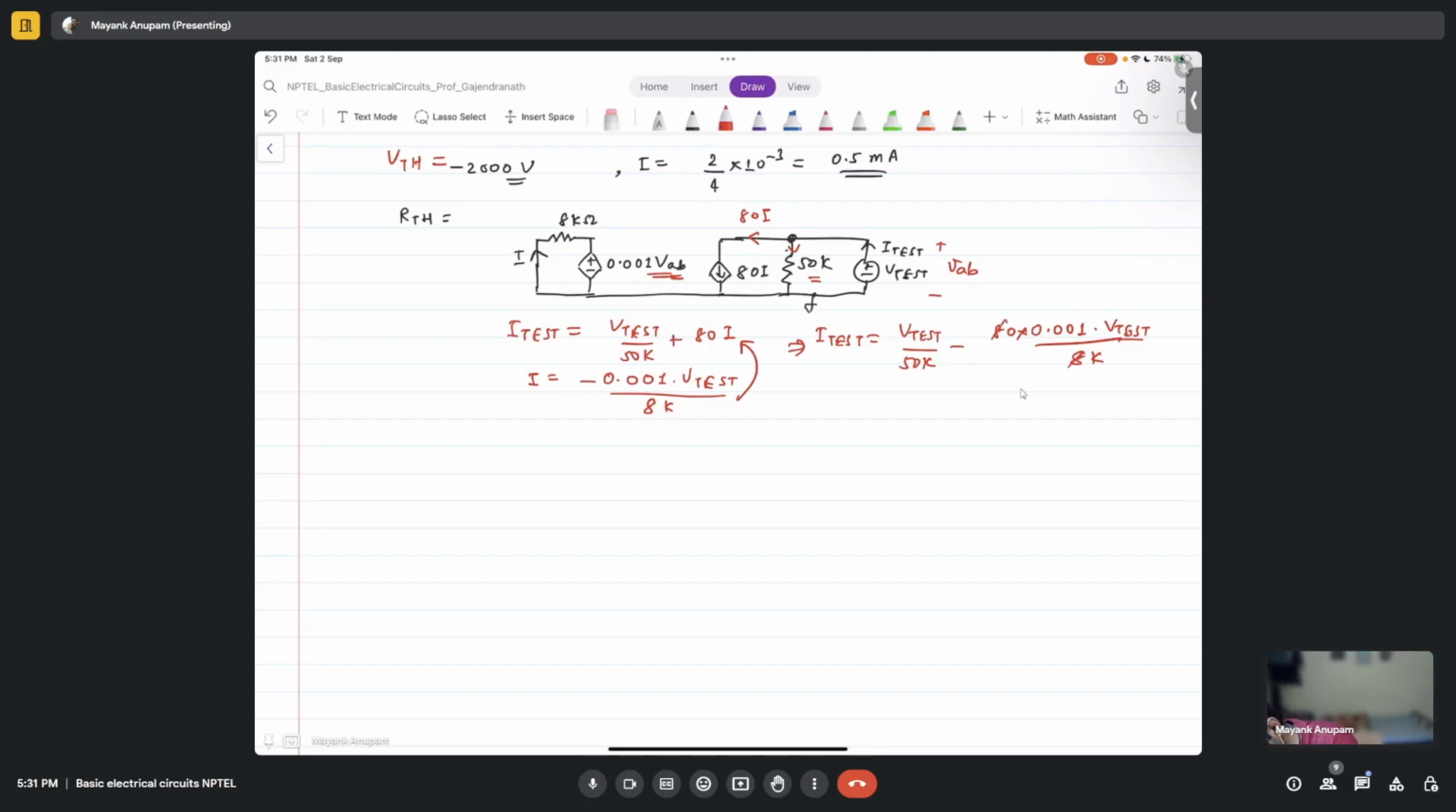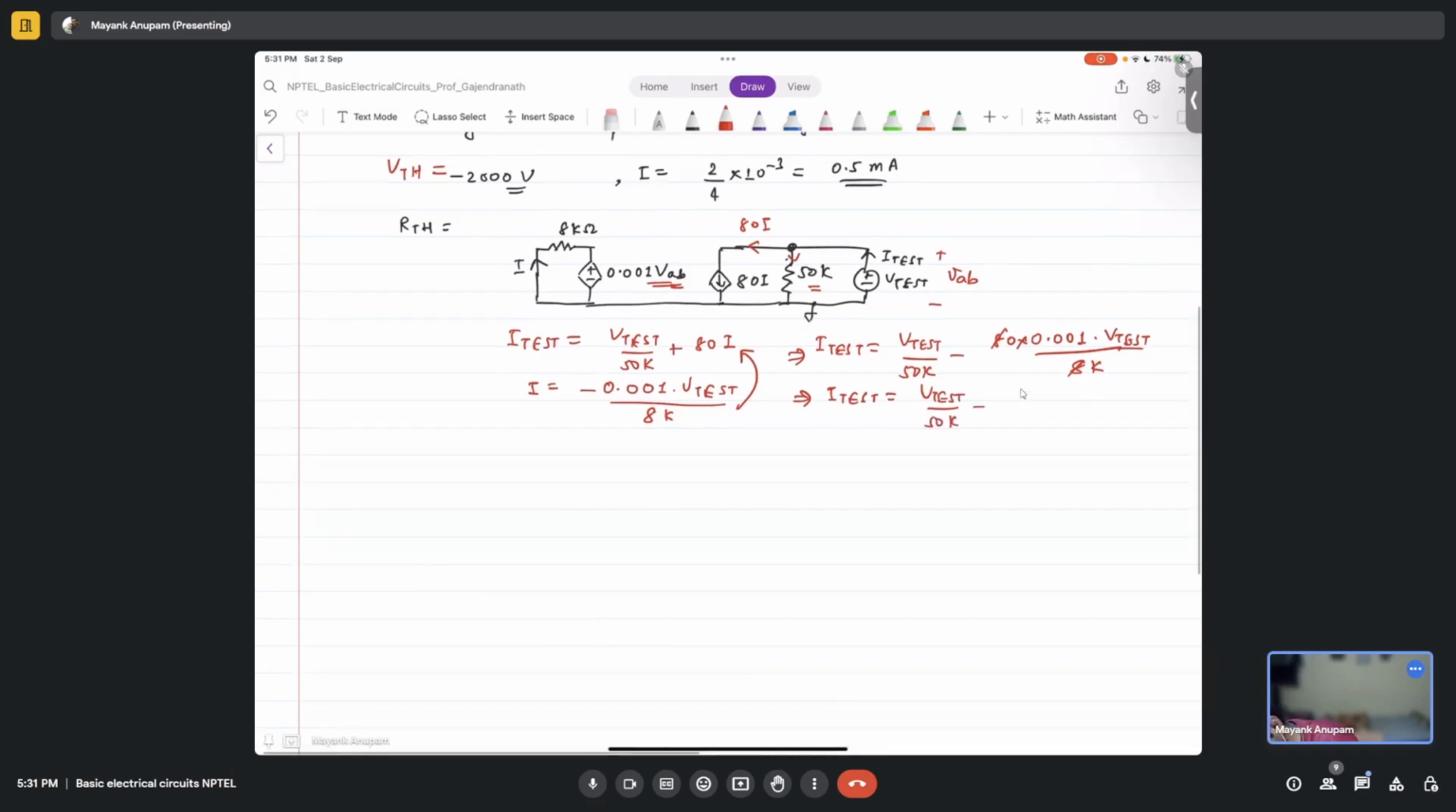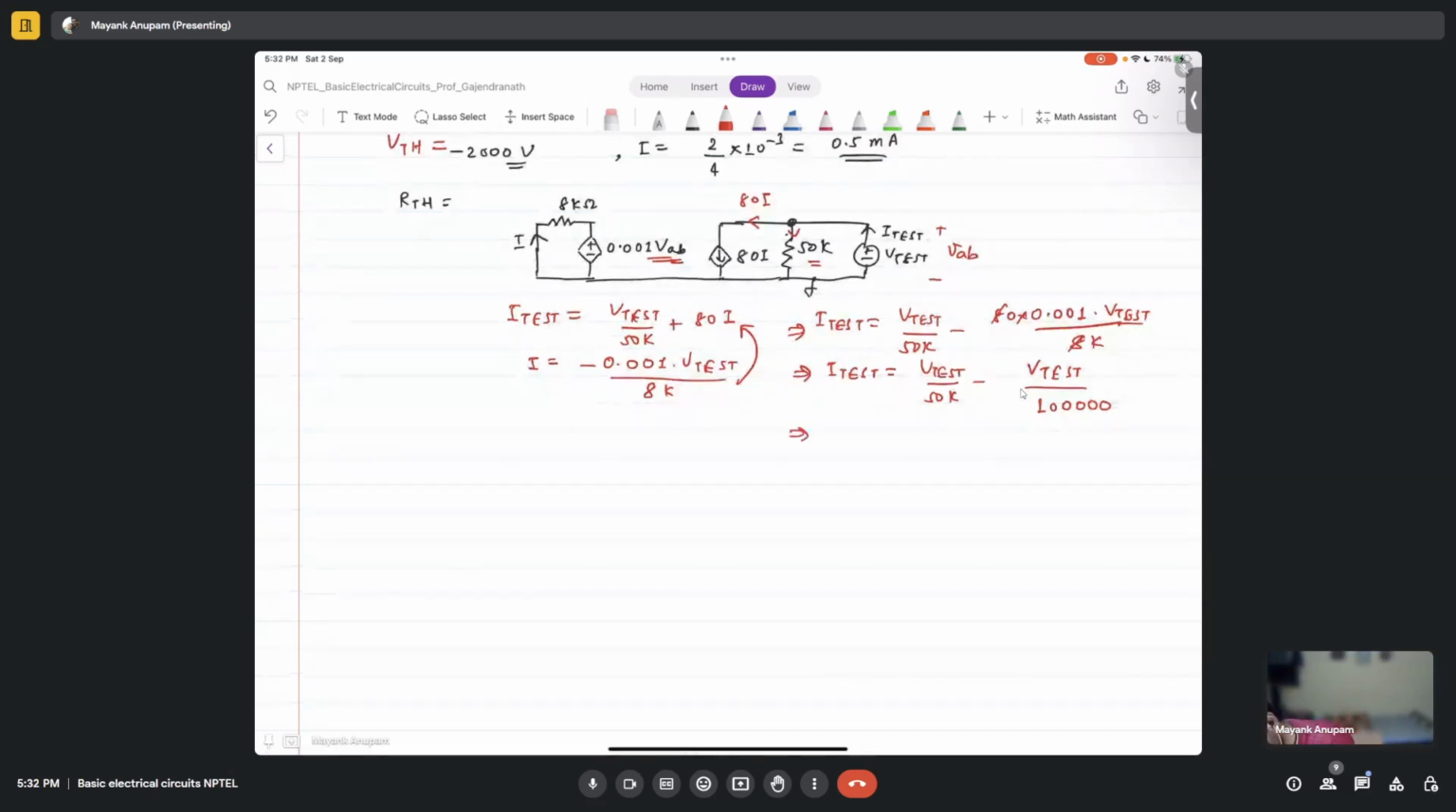So 8 and 8 go away. So this is 10 into 0.001 divided by 1000. So this will be 10 power minus 5 here. So I test is equal to V test upon 50k minus V test upon 100,000. Is that correct? Yes, sir. That looks so. Yes, that's correct.